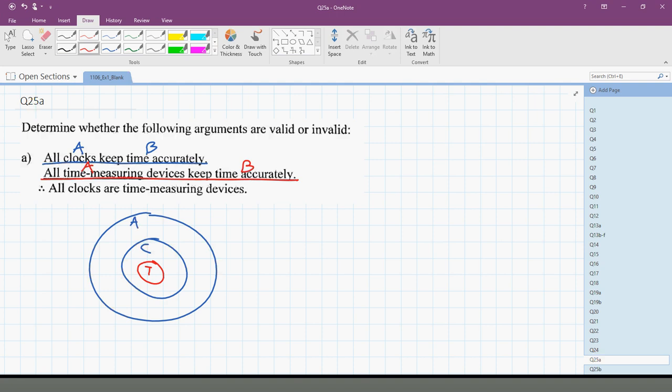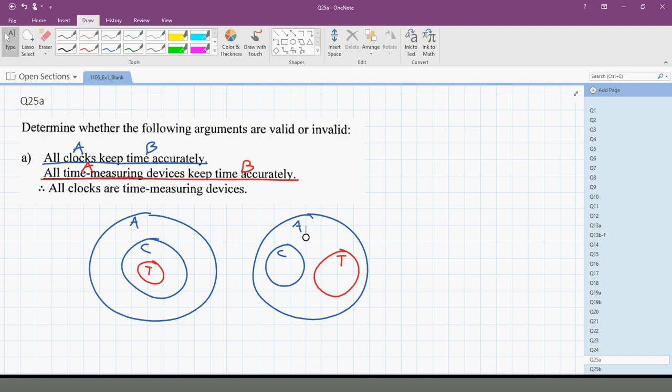But when you do Euler diagrams, you have to consider every situation. There are other ways this can look. It could look like this, where my two circles don't touch each other. And still, they both represent the statements that are up there. Clocks is inside accurate time. And time measuring devices is inside accurate time.